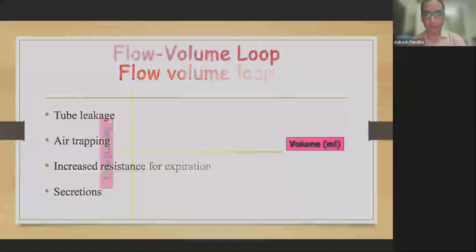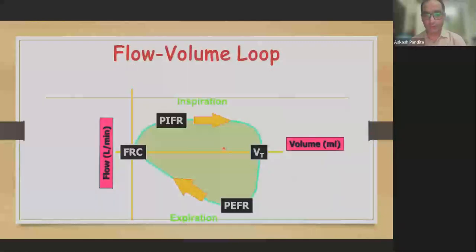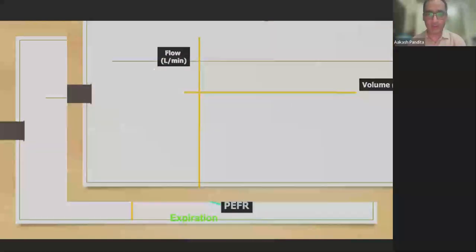Coming to the flow volume loop, it tells us about, so this is the inspiration, positive in a clockwise direction, and this is the expiration. The flow is plotted on the y-axis and the volume is plotted on the x-axis. Different ventilators have different norms. There is no set criteria, so you should know how the flow volume loop looks on your ventilator which you are using in your NICU.